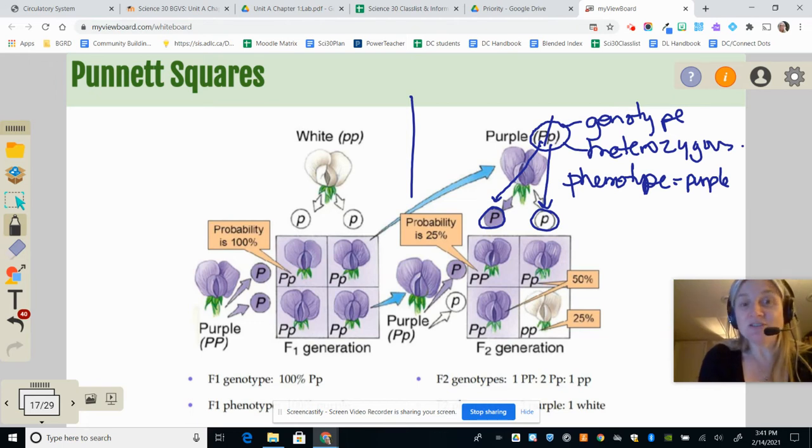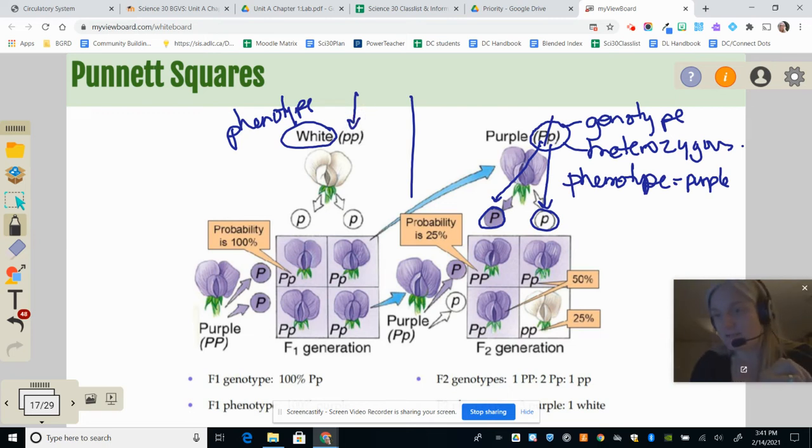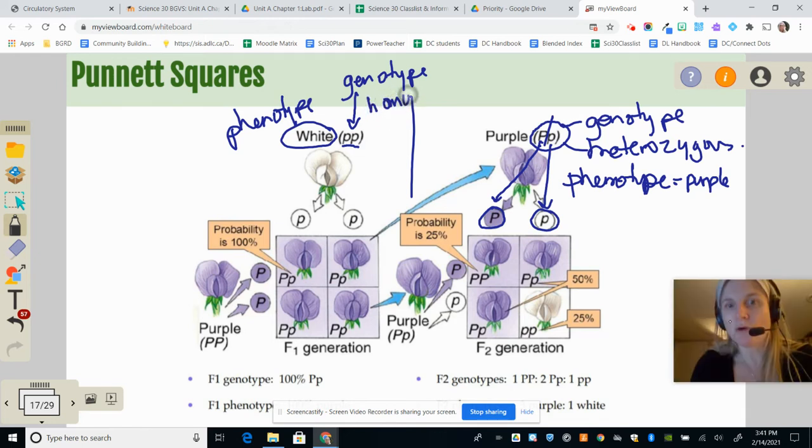Okay, so we're going to now take a look at this white flower, right? So white, remember, is the phenotype. And it's got two recessive alleles. That is its genotype. So I'm using that terminology. And they're both the same. There's two recessive, two same, which means it's homozygous.